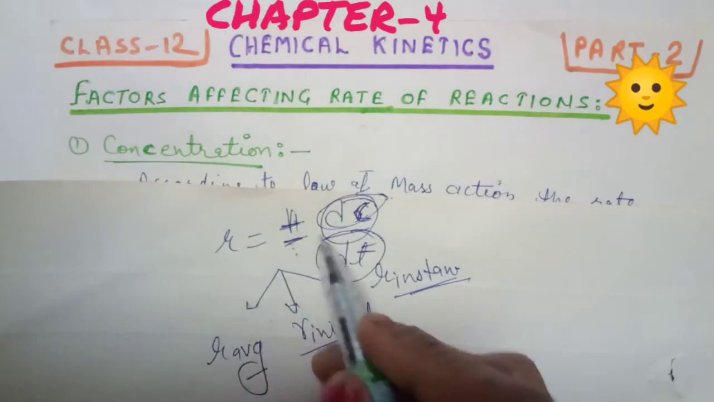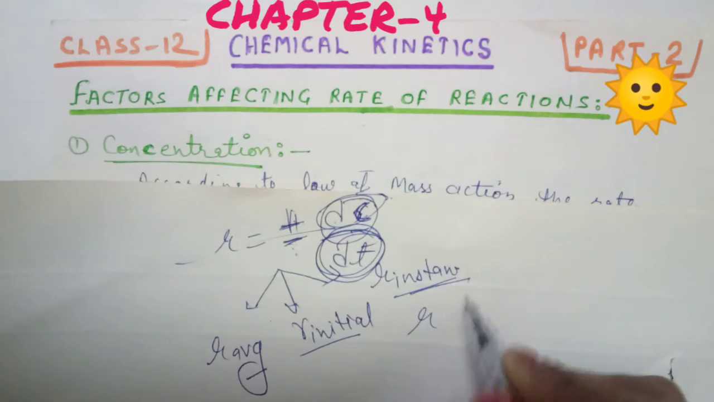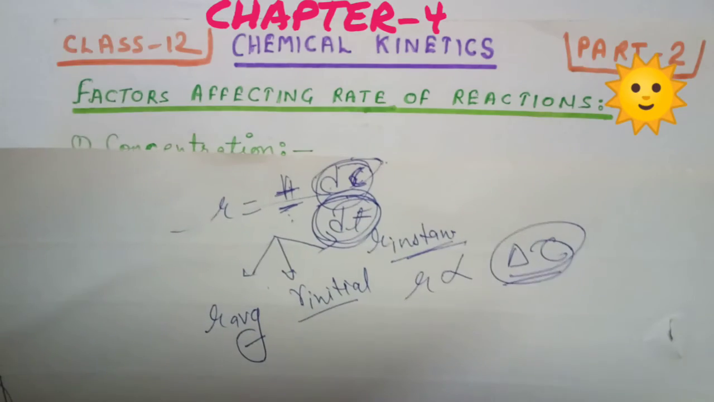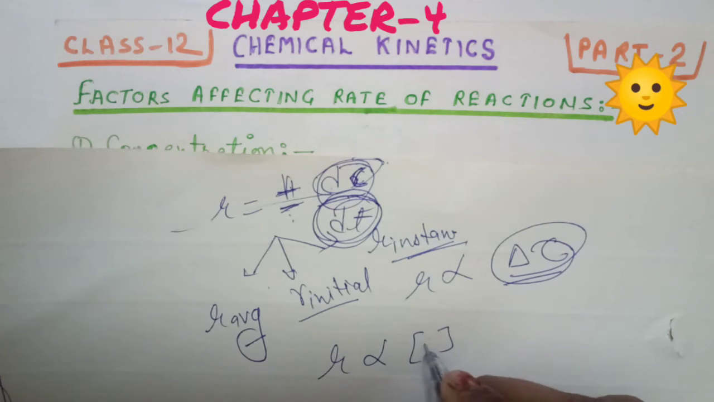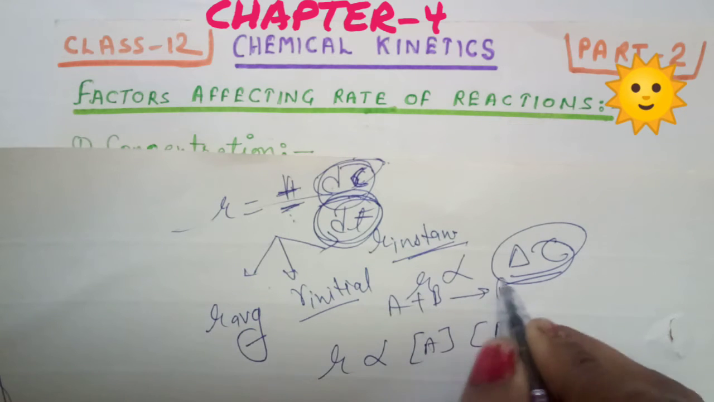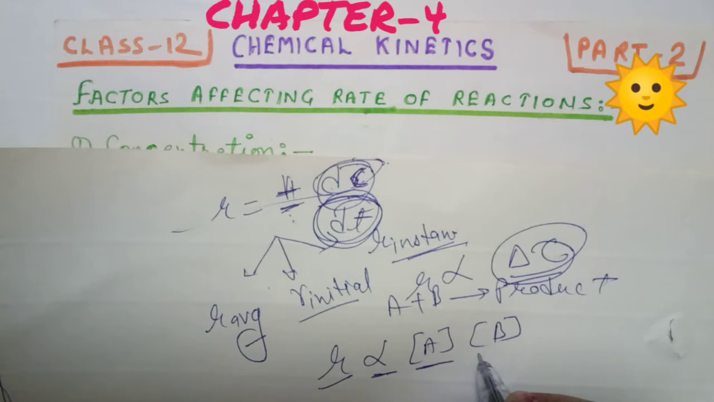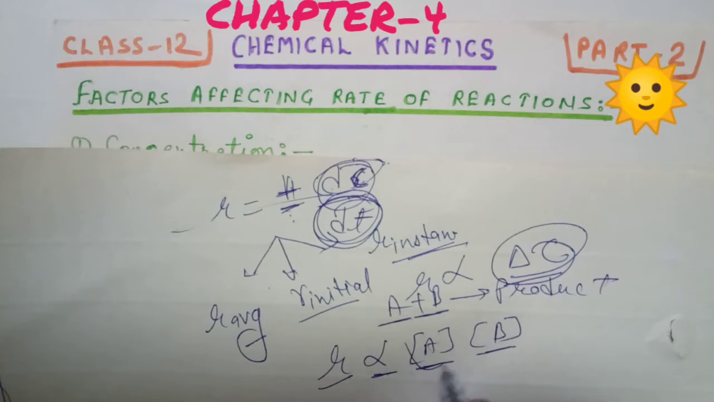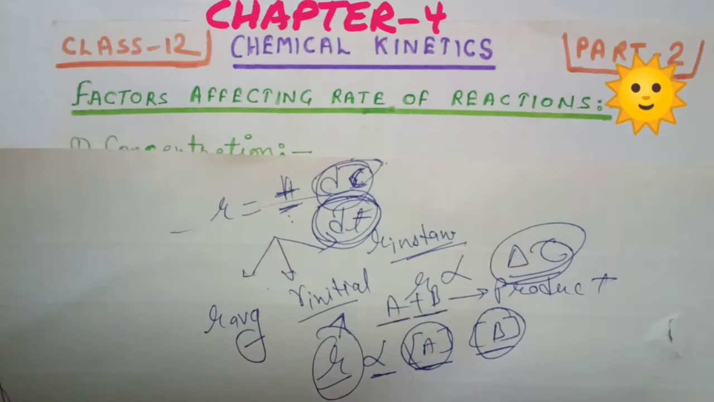As we know, if time is constant, then R will be proportional to the change in the concentration. According to Guldberg's law, or law of active mass, R is directly proportional to the concentration of the reactants. If A plus B gives product, then R will be directly proportional to the concentration of A and the concentration of B, meaning the reactants. So as the concentration of reactants is high, the rate of reaction should also be high.